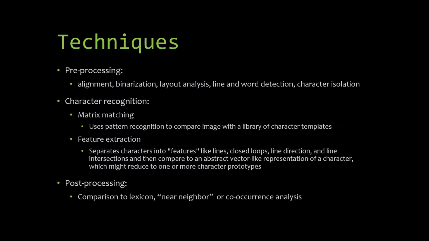Post-processing can have several different steps to improve accuracy. Sometimes OCR software will compare the output to a list of allowable words or a lexicon. This could be every word in the English language or a control vocabulary depending upon the task. Near neighbor analysis can make use of co-occurrence frequencies to correct errors by noting that certain words are often seen together.